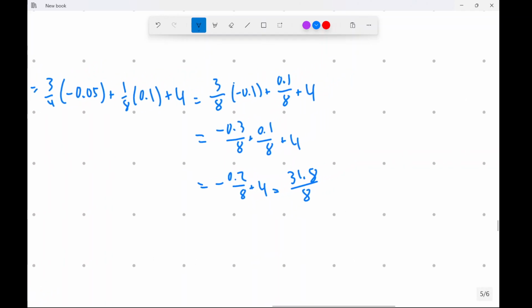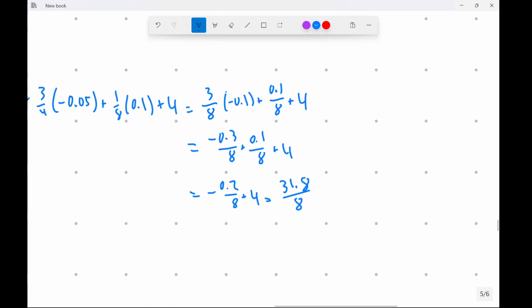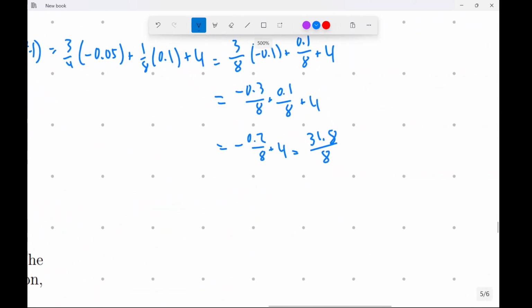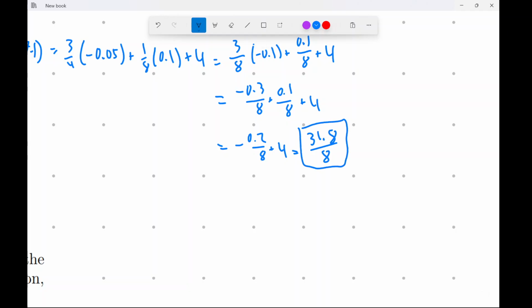Can you do 0.2/8? Yeah, you can. I just don't want to. Okay. I think 200 is divisible by 8. I'm not sure. No, it's not, actually. That's really sad. Okay. Whatever. So that's our final answer.